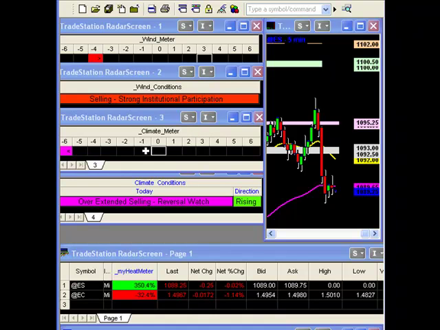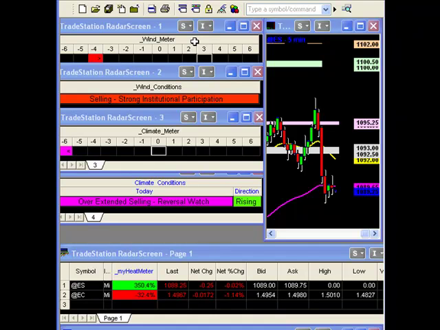So we have the scale, we go up and down, and then we show you the conditions. This happens to be at the end of the day on Friday, and you can see it was overextended selling, and we're looking for a reversal watch, so you get your heads up there. That's the first thing you should look at. The second is up here, the wind meter.